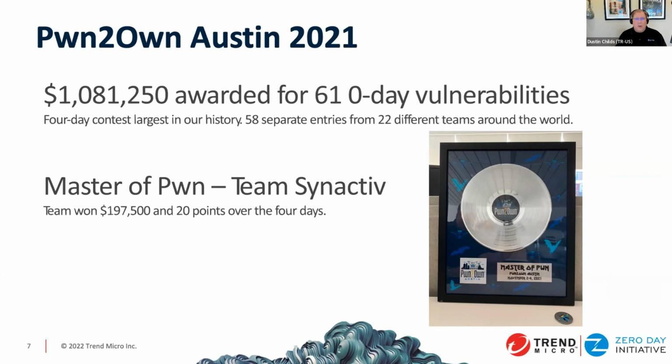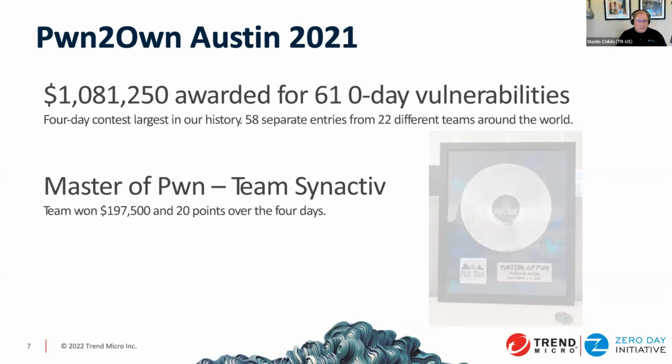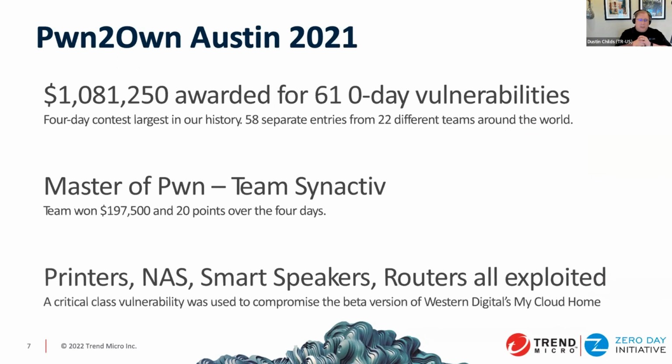They had a little bit more than everyone else. DevCore was a close second, and it was a great contest. So, like I said, printers, NAS, smart speakers, routers, pretty much every category had at least one successful demonstration, including phones. The Samsung Galaxy was hacked, although not the iPhone or the Pixel. We still just are not getting enough dollar signs out there to make that happen.